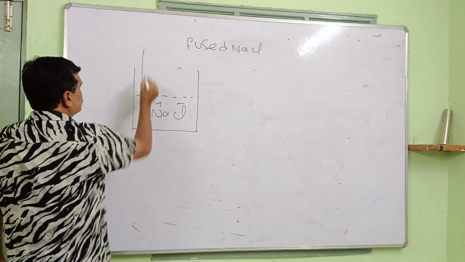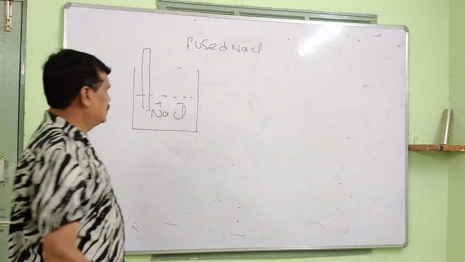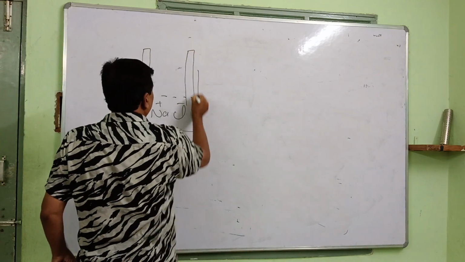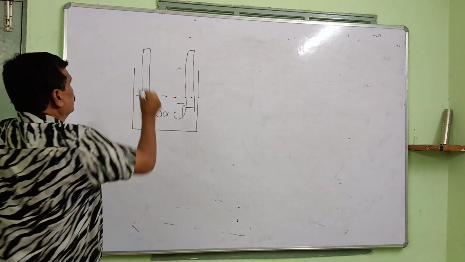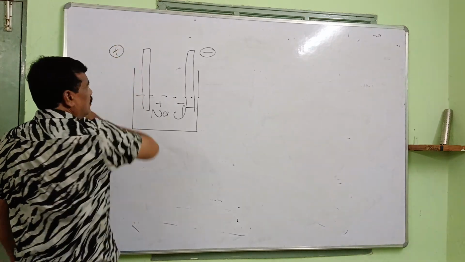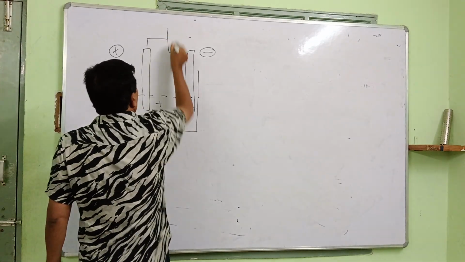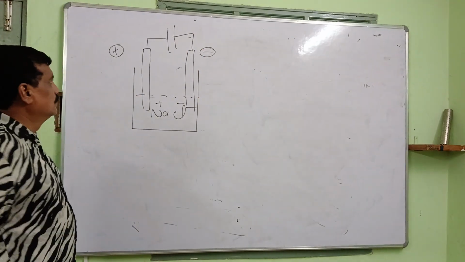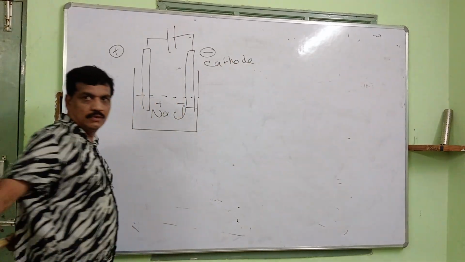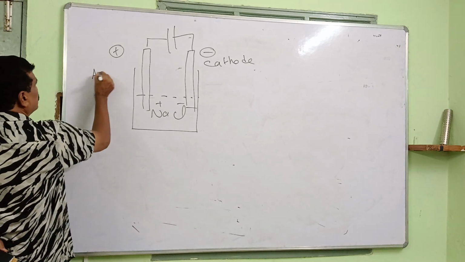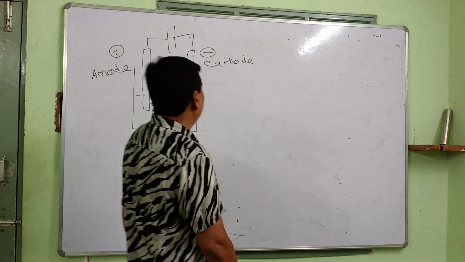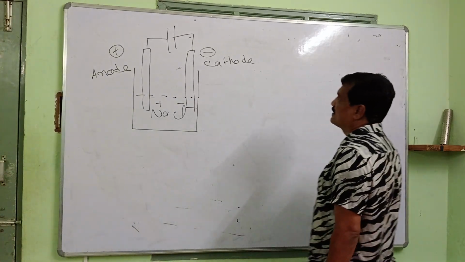Two rods are dipped into the solution, a positive rod and a negative rod. The negative rod is called the cathode. The positive rod is called the anode. These two are connected with the battery. So I will explain the phenomenon of electrolysis with an example.